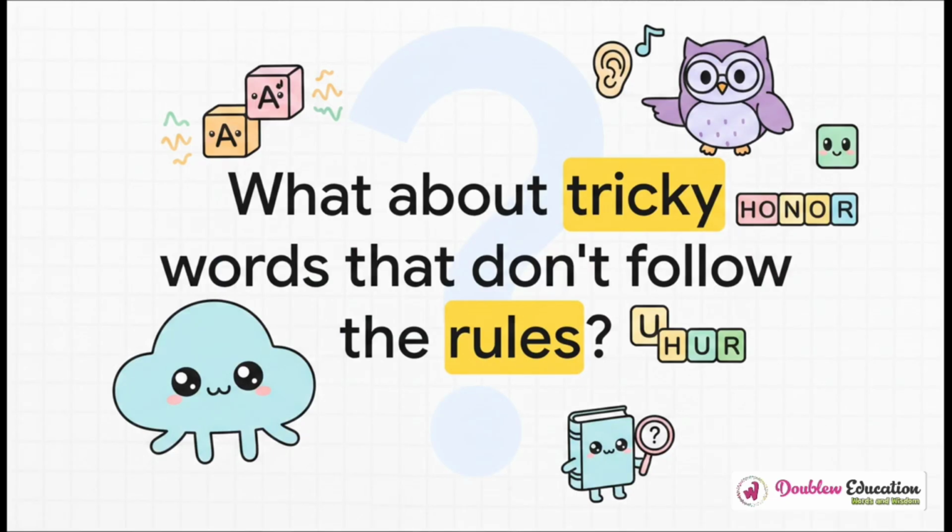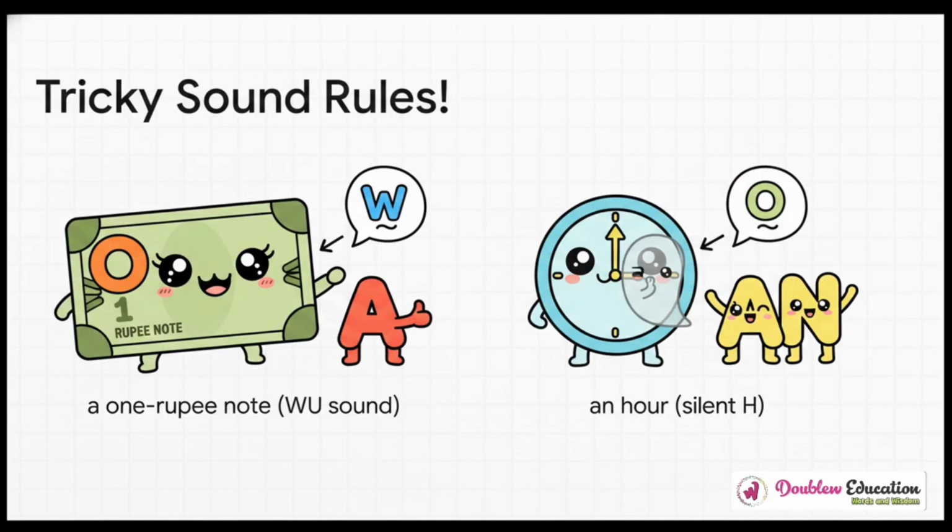Okay, I know what you're thinking. English isn't always that simple, right? It has some tricky words where the first letter tries to fool you. So what do we do then? So let's break down these tricky sound rules. Take the phrase 1 rupee note. Now, yeah, it starts with an O, which is a vowel, but how do you say it? You say 1 rupee note. That W sound is a consonant, so we use a.